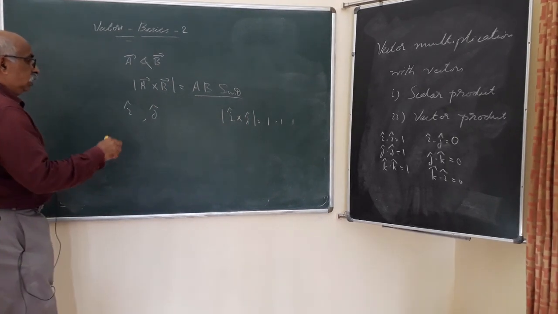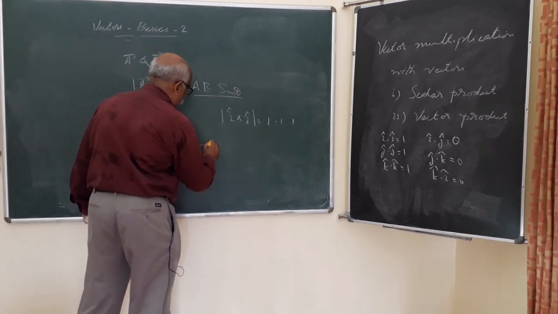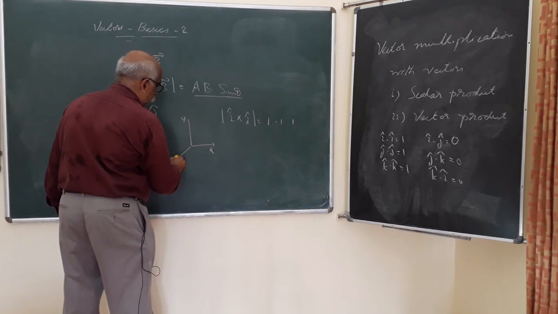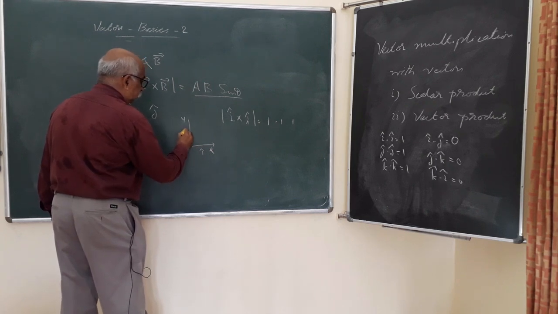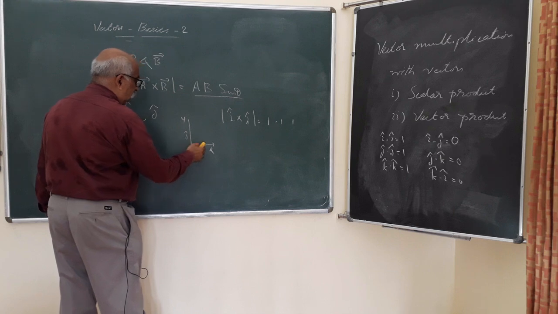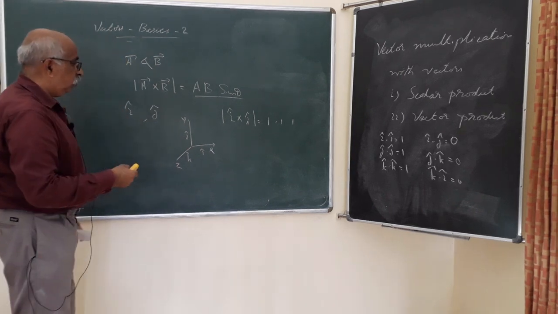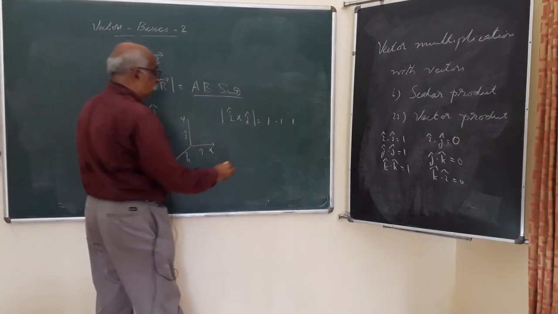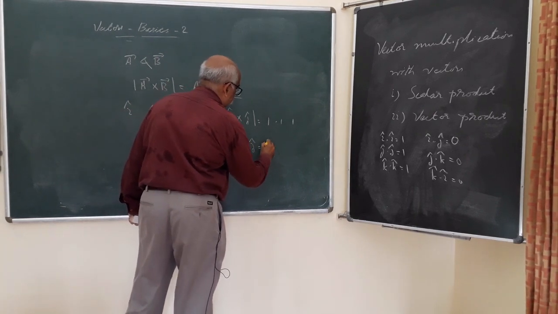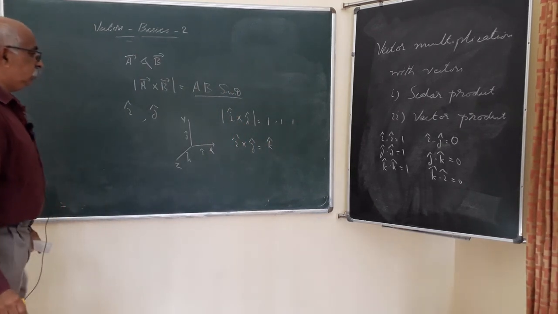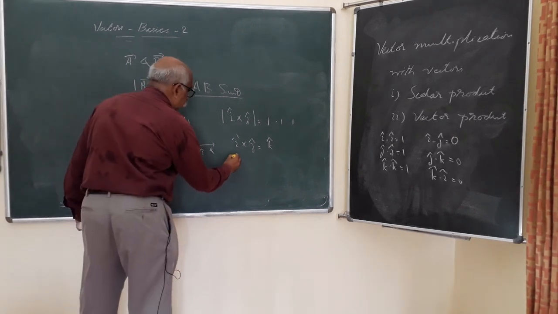What about its direction? For the i, j, k vectors in the right-handed coordinate system, the x, y, z axes are taken like this. This is the i vector, this is the j vector, this is the k vector. i cross j will be a vector which is away from the board, that is along the k direction. Therefore, i cross j can be written both in magnitude and direction as k. It gives both the magnitude and direction of the vector. What about j cross i?